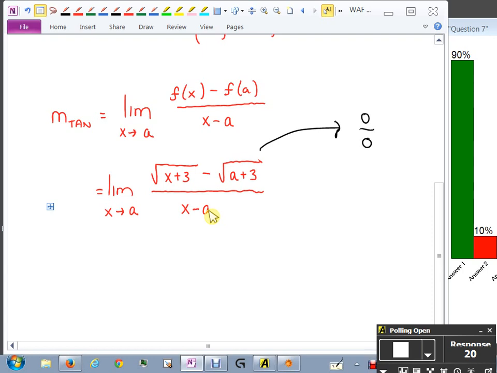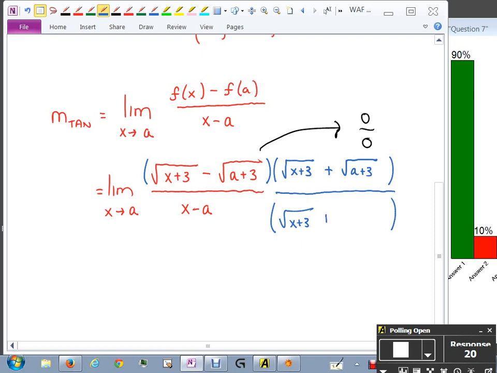And you like this algebra. Apparently on the test you liked this problem. You did well on this problem, right? You enjoy the conjugate. Yes, so let's conjugate this thing, top and bottom. What is the conjugate that we're going to come in with? Square root of x plus 3 plus square root of a plus 3.